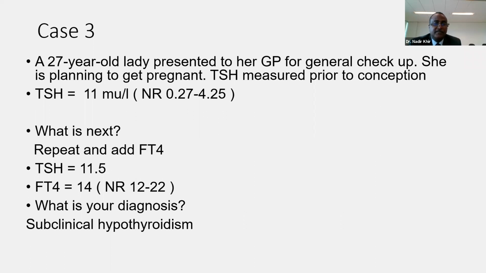High TSH, normal T4, and the patient is healthy and she's planning to get pregnant, and now she has subclinical hypothyroidism. Should I treat or not? Of course I will treat her. She's going to get pregnant.